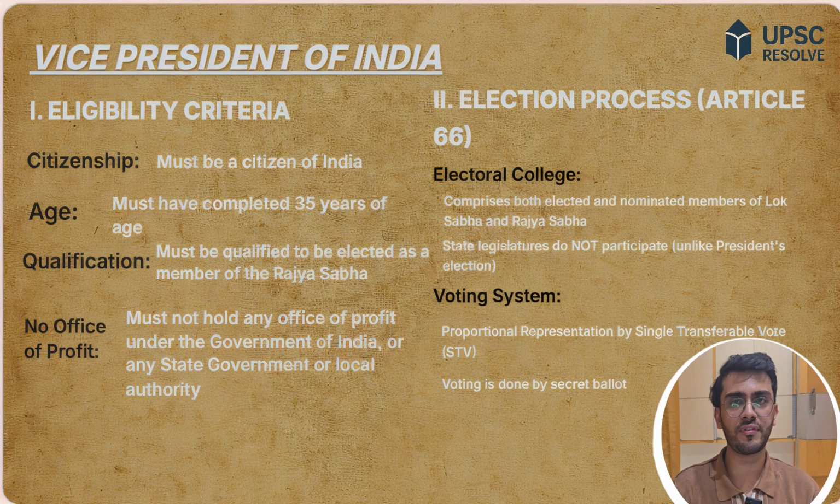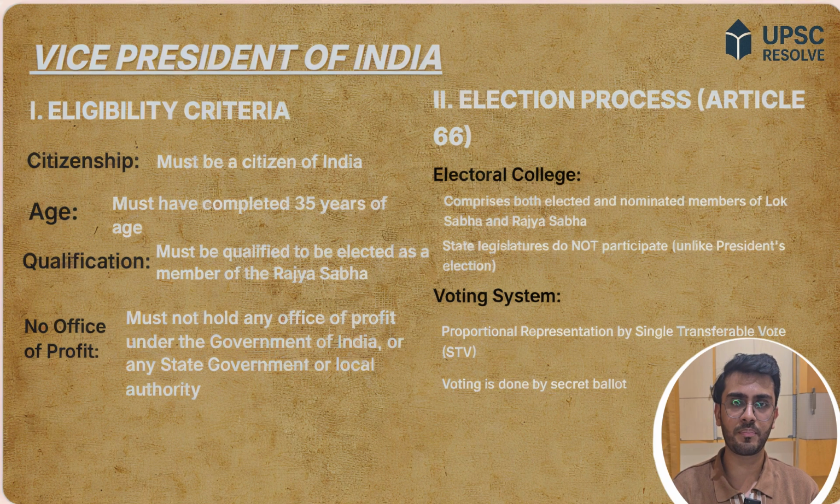Then what is the procedure of election of Vice President? First, the electoral college for the election of Vice President is composed of all the members of Lok Sabha and Rajya Sabha. सारे member के पास power होती है Vice President को vote देने की. It includes both elected and nominated. Remember, all the members have the power to choose the Vice President.